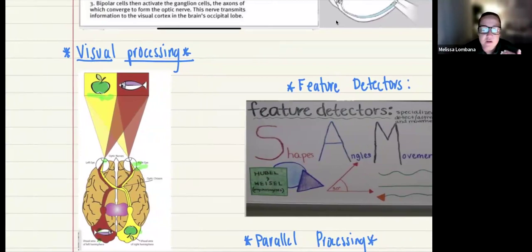Now there are also what are called feature detectors, and we've talked about this when we talked about the brain. Feature detectors are basically specialized neurons in the occipital lobe, so this is all the perception part, in which they receive the information and then look at specific features such as edges, lines, angles, and movement. A good way to remember this is SAM, which is shapes, angles, movement. Feature detectors process this information, and that is located in the occipital lobe.